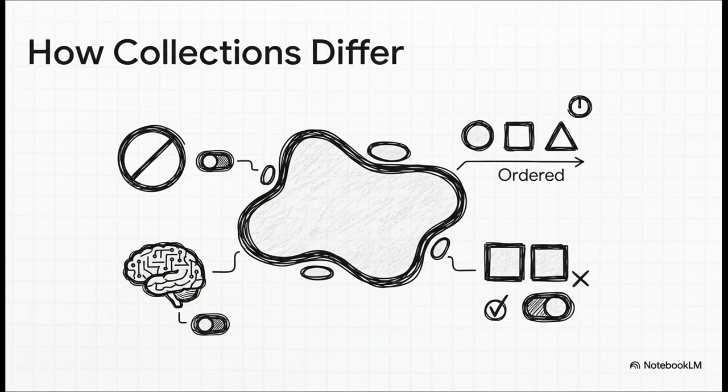Now, this is where things start to get really cool. Not all containers are the same, right? They all follow different rules. How do they store things? Are they kept in a specific order? Can you put the same thing in twice? These basic rules are what give us all the different powerful types of collections we have in Java.